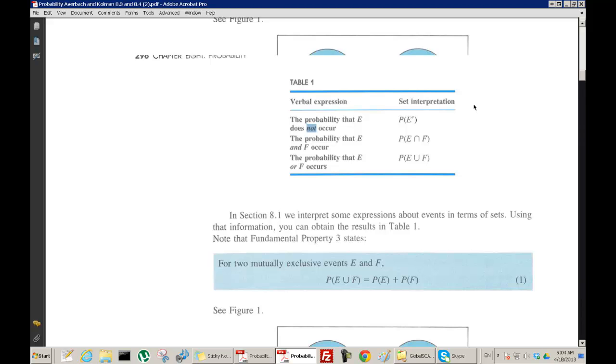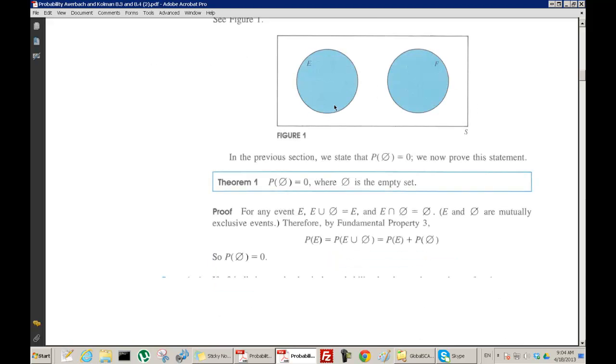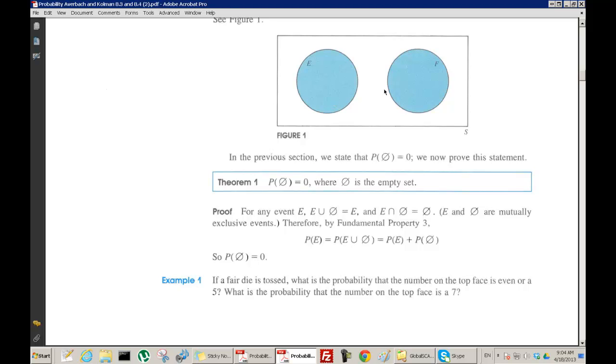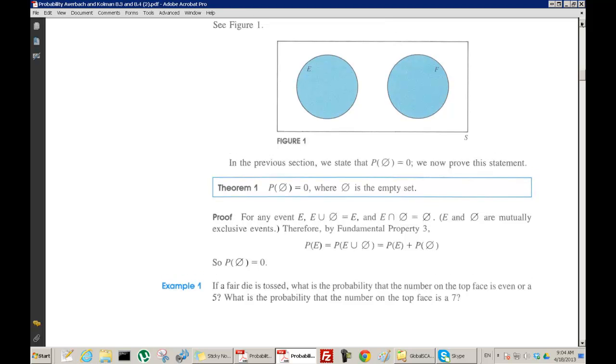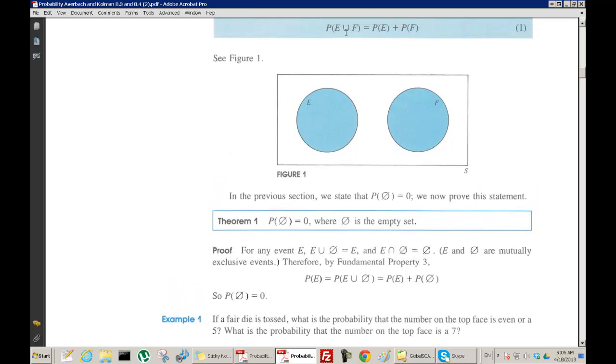So if they're mutually exclusive, these are mutually exclusive, right, because they have nothing in common. In that case, we can use this rule. Okay, here's the first theorem. The probability of the empty set equals 0, where theta is the empty set. Now, we already made some kind of justification for this, but we're going to lock it in now by proving it.